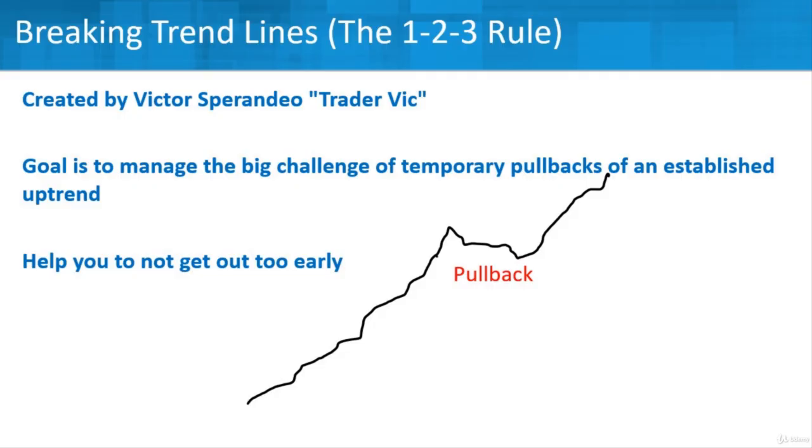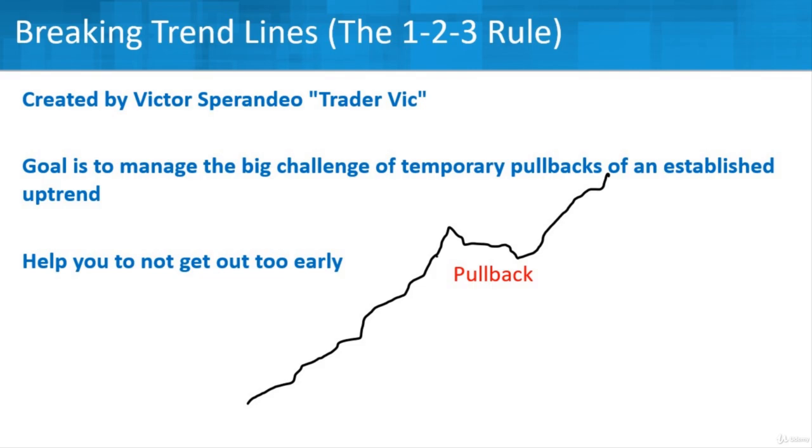You want to try to run that. You want to keep running with that trend. It helps you to not get out too early. So if you bought early in the trend and had this nice run up, then it pulls back. The idea of the 1-2-3 rule is that you're not selling during the pullback, even across the trend line. You're trying to work through this temporary challenge, so you can keep your money in and let that profit keep running.